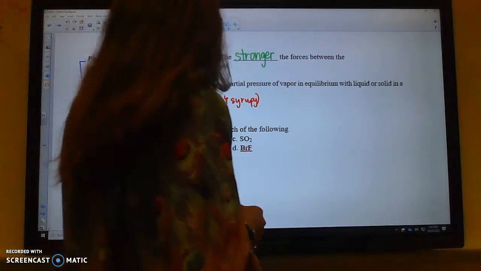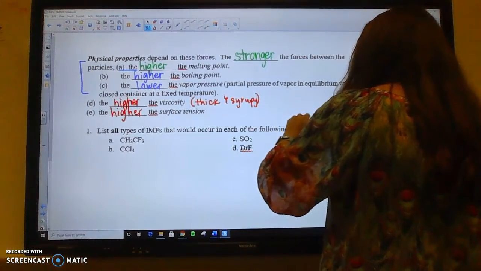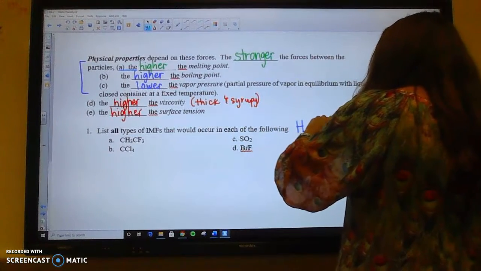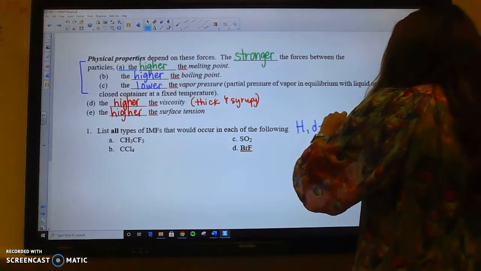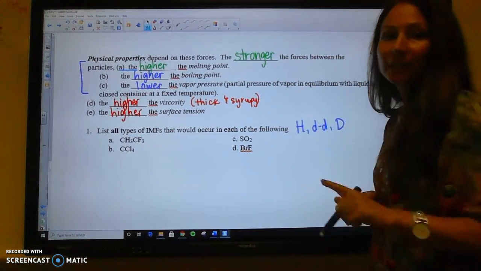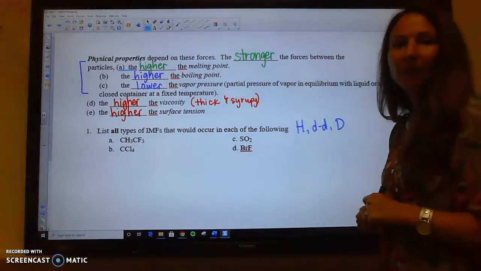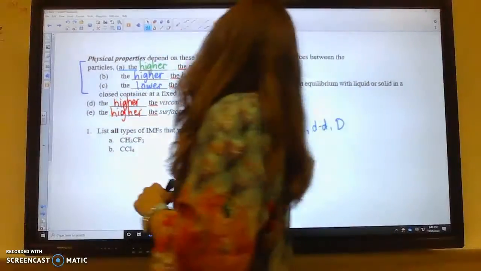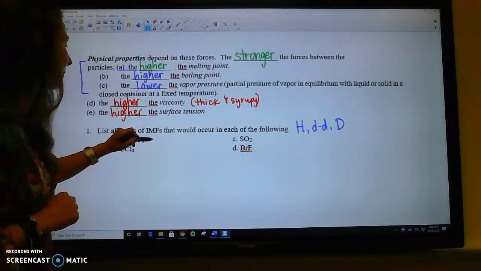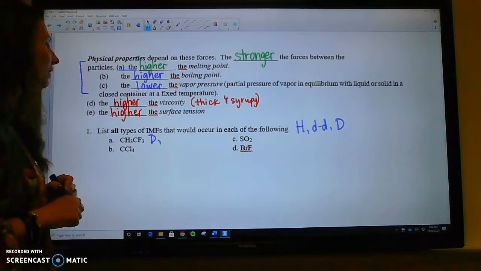So for each of these, we're going to do an H for hydrogen bonding, DD for dipole, and then a capital D for dispersion, okay? So in letter A, we're going to write dispersion because everything has dispersion.